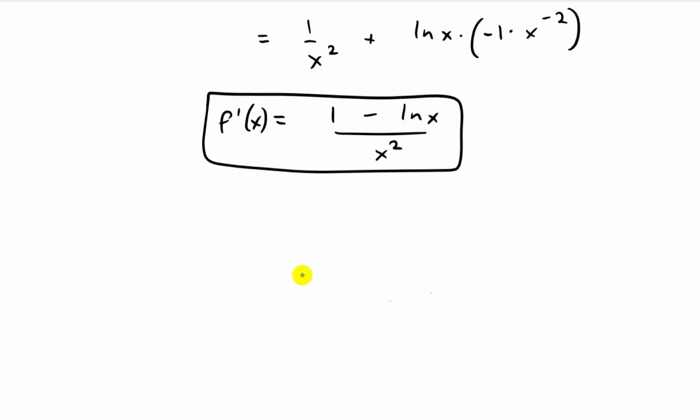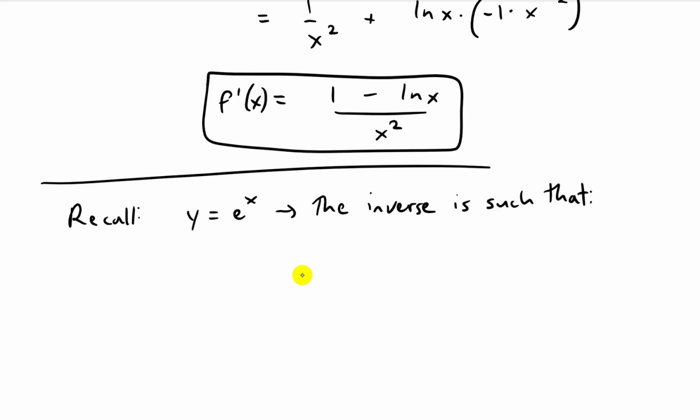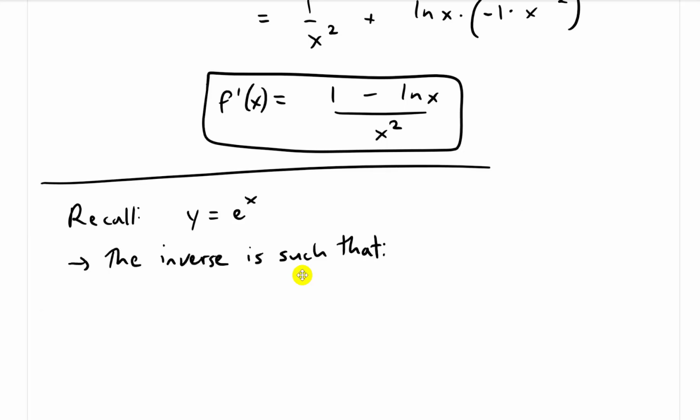Now to see if this is increasing or decreasing, I'm just going to give a refresher on inverse functions and this ln of x, or log base e. If we have a function like y equals e to the x, then the inverse is such that if you switch the variables, we have x equals e to the y. Then we need to solve for y. If we solve for y, we get the inverse of this function.